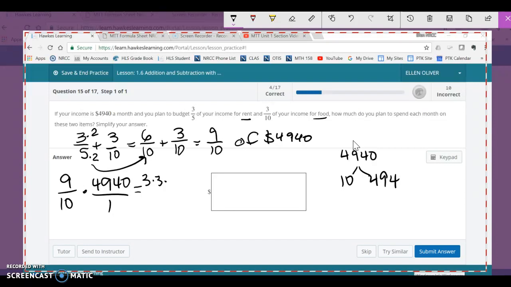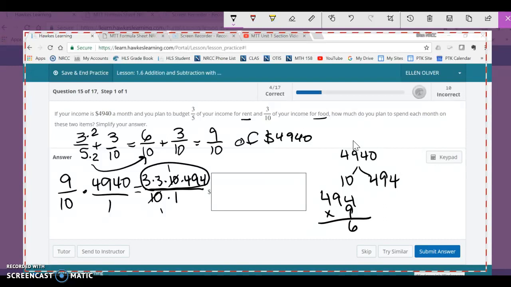the most I can cancel from the numerator because that's the most I have on the denominator. So I really don't have to factor any further than that. That is not prime factorization, but it's all I need. Because once I cancel those 10s, there's nothing left to cancel on the denominator. It's just a 1. So my answer is going to be a whole number of 3 times 3 is 9 times 494.